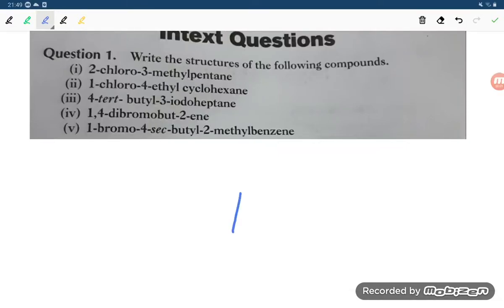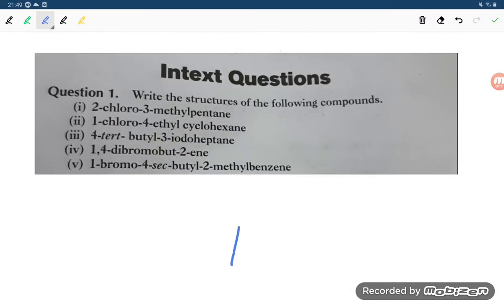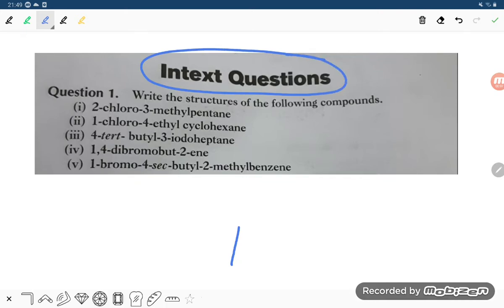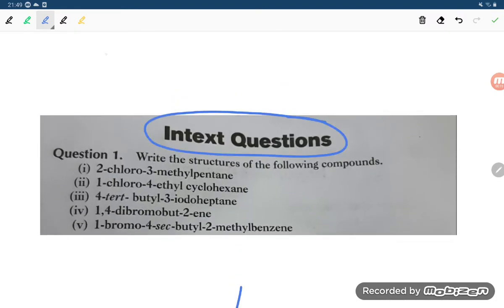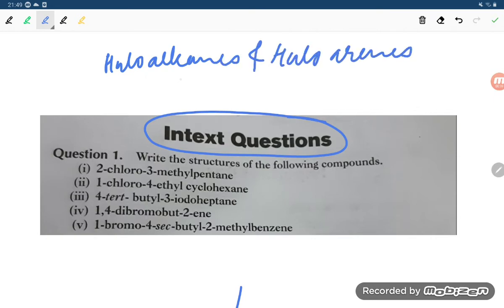Now today we are going to solve the intext problems of the NCERT chapter, Haloalkanes and Haloarenes. Students, you should know that this is the chapter we are going to start: haloalkanes and haloarenes. This is chapter number 12, not chapter number 10, class 12 chemistry.